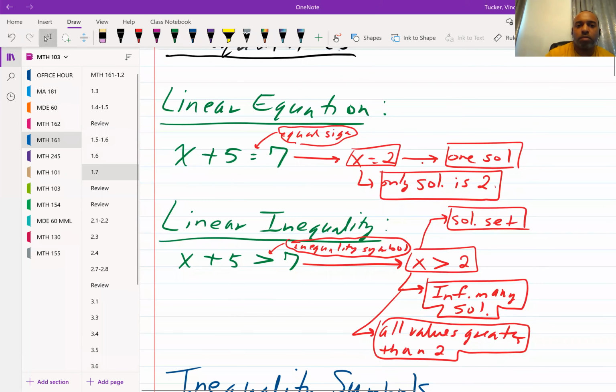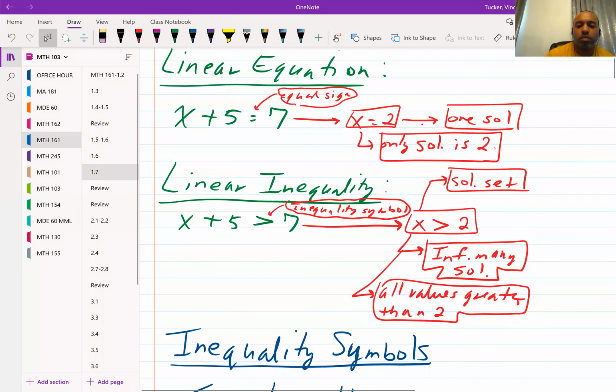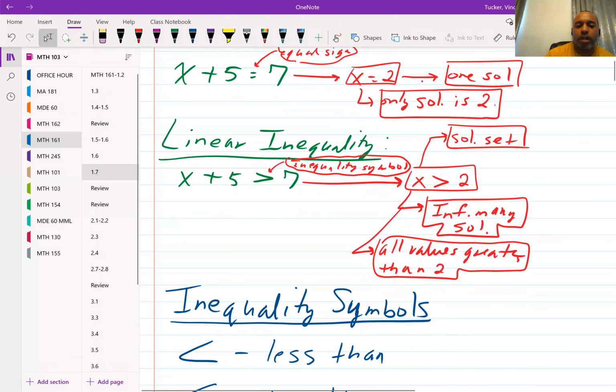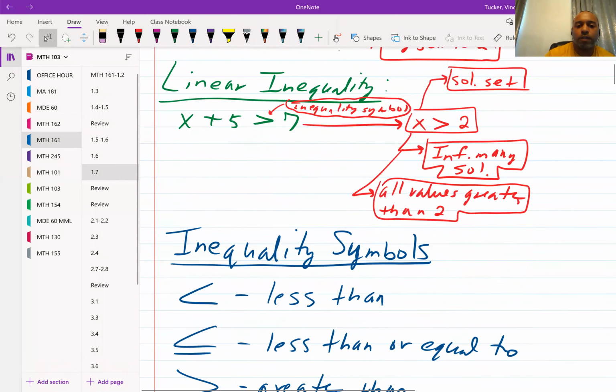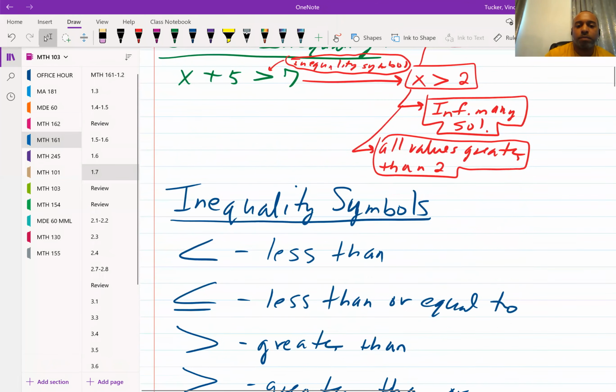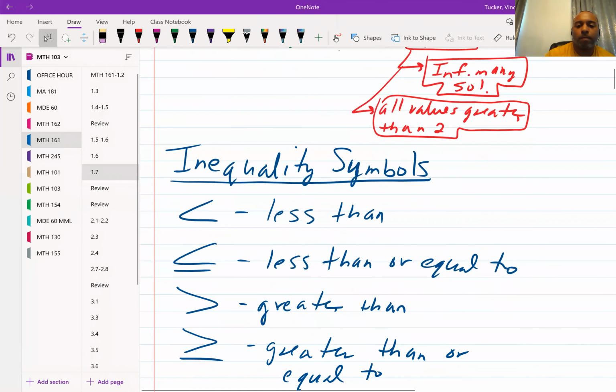Let me scroll up. So looking at our inequality symbols, we have the less than, and then we have less than or equal to. That's the less than symbol with the bar under it. Then we have greater than, and then the greater than or equal to will be the greater than symbol with the bar under it.